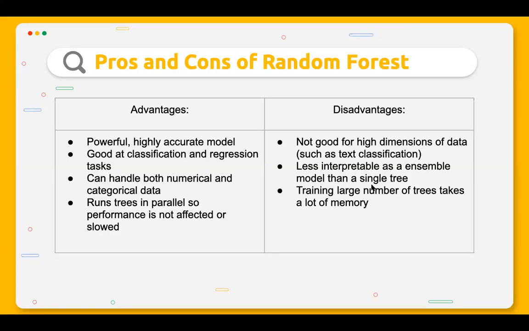So the disadvantage is that it's an ensemble model, but this can also be an advantage because, like I said before, an ensemble model generally predicts better than a single tree. And then another disadvantage is that training a large number of trees takes a lot of memory, and that's why we'll be using Google Colab, because not only is it accessible to everyone, we also won't be using the memory of our own computers.